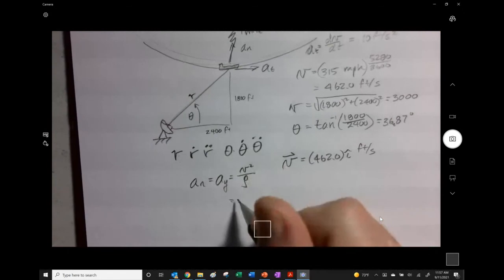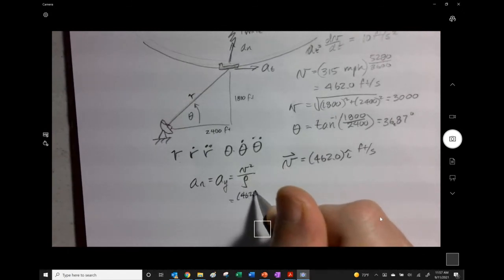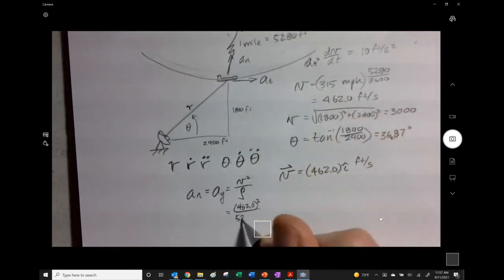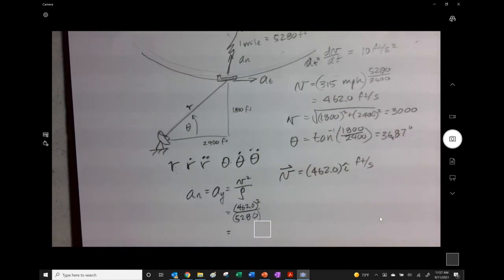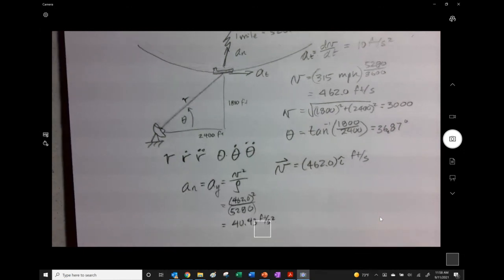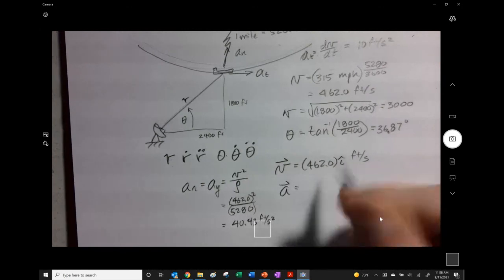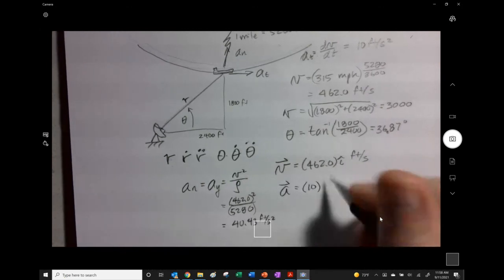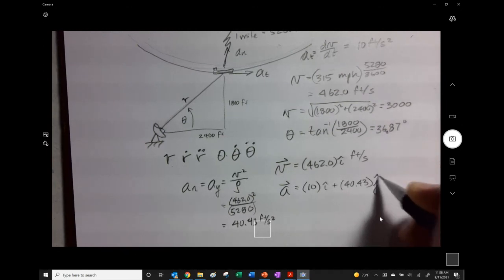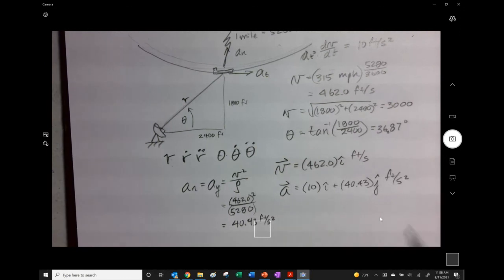So that's going to be equal to 462.0 squared divided by 1 mile, right? Or 5,280. The curvature. Yeah. So 462 squared over 5280, and we get that it's going to be 40.43 feet per second squared. So now the acceleration we know is 10 i plus 40.43 j feet per second squared.